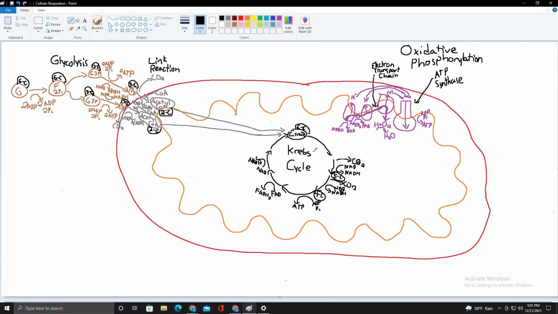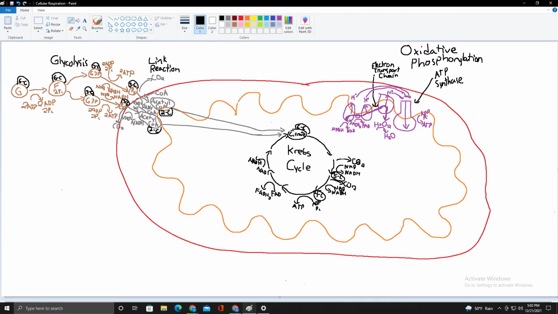Then the NADHs and the FADH2s travel to the inner membrane, where they drop off their hydrogens, which also contain electrons, into the electron transport chain. This electron transport chain transports the hydrogens and the electrons, which creates energy, allowing H+ ions to move up into the inner membrane space, creating a proton gradient in the inner membrane space.